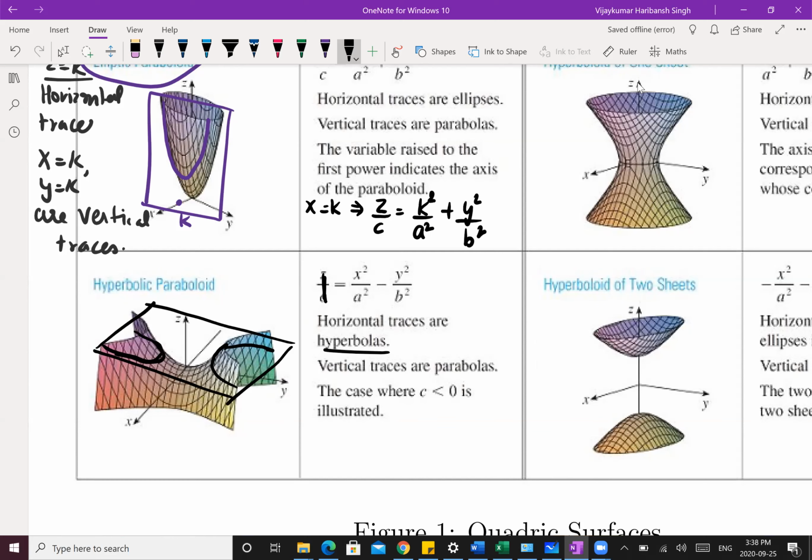What about vertical traces? So for vertical traces, let's cut it vertically. If you cut it in y equals k, you get a parabola, an inverted parabola, but nevertheless a parabola. And even when you have x equals k, when you cut, you get a parabola, right? So such a structure is called a hyperbolic paraboloid.